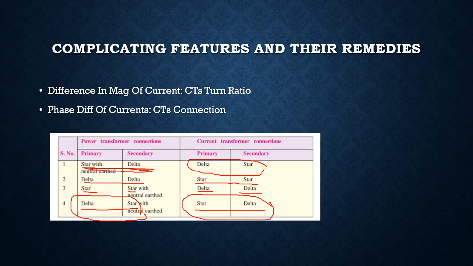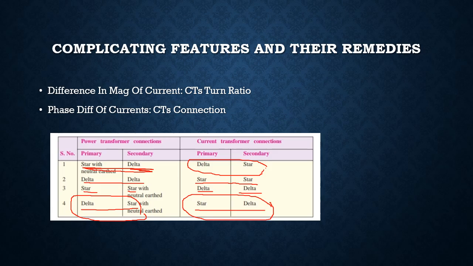Yes, what are the points we have to remember here? The first point is the difference in magnitudes. The difference in magnitudes of currents can be compensated by proper CT's turns ratio. And the second point we have to remember is that the phase difference between the primary and secondary currents of the transformer can be compensated by proper CT's connection.